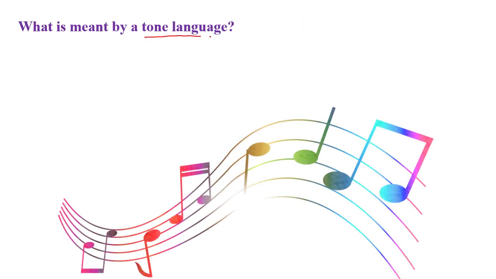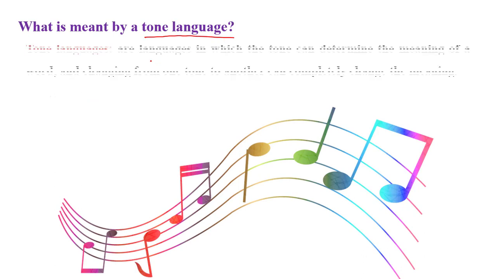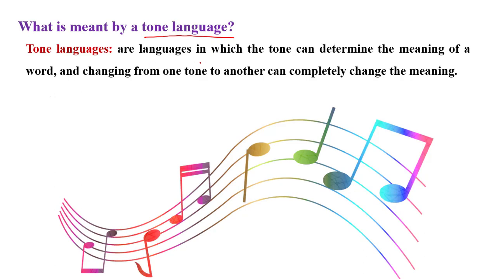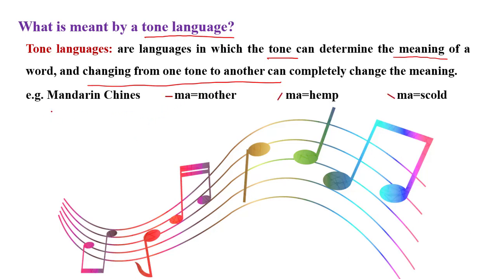Now let's talk about what is meant by a tone language. Tone languages are languages in which the tone can determine the meaning of a given word, and changing from one tone to another can completely change the meaning. Mandarin Chinese is a good example of tone languages. For example, this word here, ma, when produced with a level tone, it means mother. When produced with a rising tone, it means hemp. And when produced with a falling tone, it means cold.